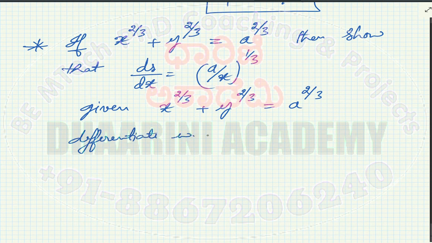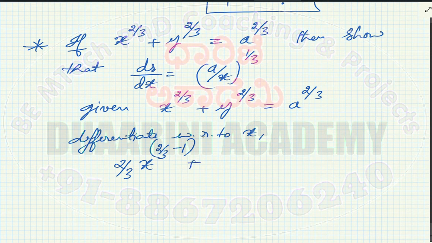Differentiate with respect to x. So x to the power n is nothing but n into x to the power n minus 1, correct? So that is 2 by 3 x to the power n minus 1. N minus 1 will be 2 by 3 minus 1. This is the power.